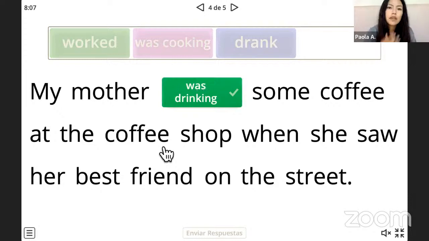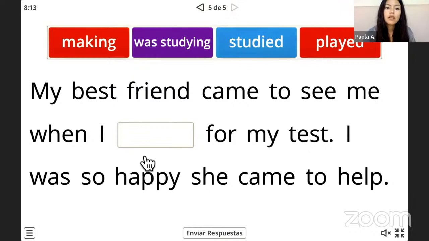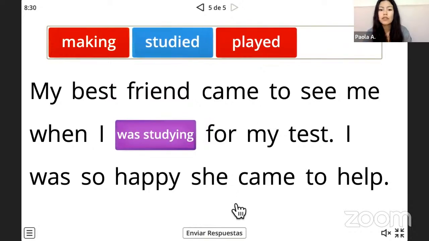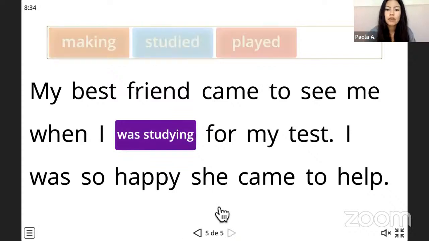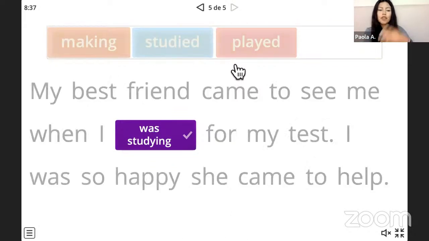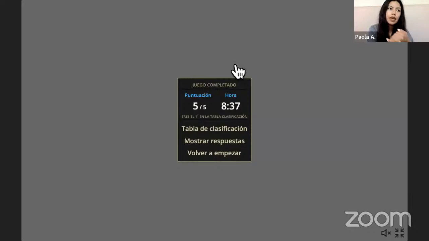And finally, my best friend came to see me, past, when I was studying, I studied, I played. For my test, I was so happy she came to me. So it's probably something in progress, when I was studying for my test, she came to see me. Yes. Usually, past continuous and simple past can describe something in the past, maybe different actions that happen, maybe one in progress and some other action in just simple past that interrupts this activity. Or sometimes we can have two activities that happen at the same time.